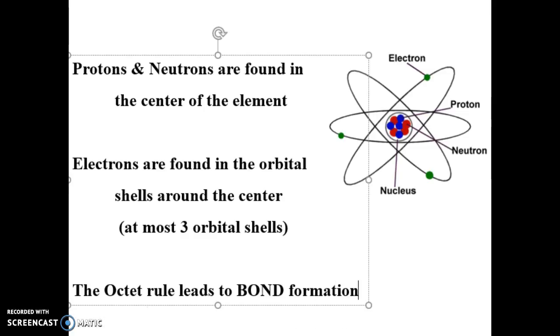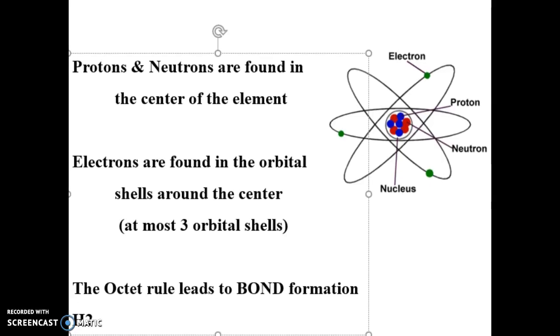So why do you have 2 hydrogens sticking to 1 oxygen to make water? H2O. Why do we have carbon dioxide, CO2? Why do we have H2 as a gas, and so forth? It's all due to the number of electrons.